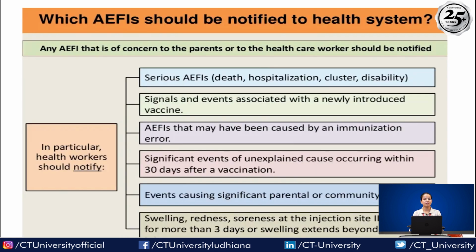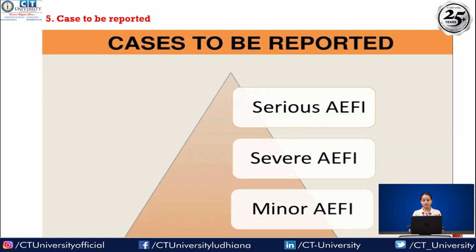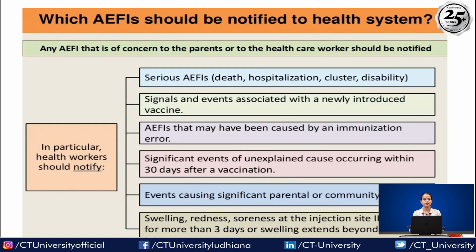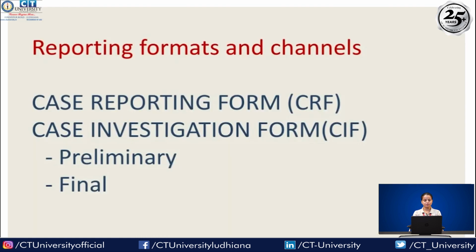So they are categorized as minor, severe and serious. Minor is the common one: swelling, rashes. The severe one is significant events of unexplained cause, and the lethal or serious one is death, hospitalization. So how can we report these? There are certain reporting forms and channels. First is the case reporting form and the second one is the case investigation form.